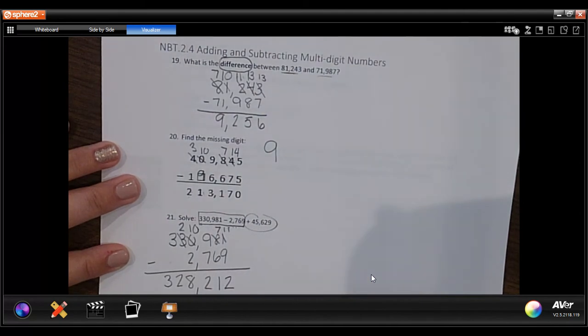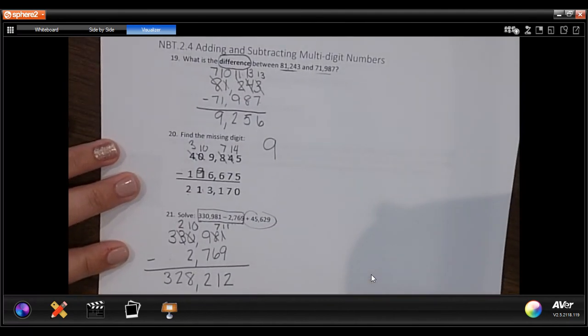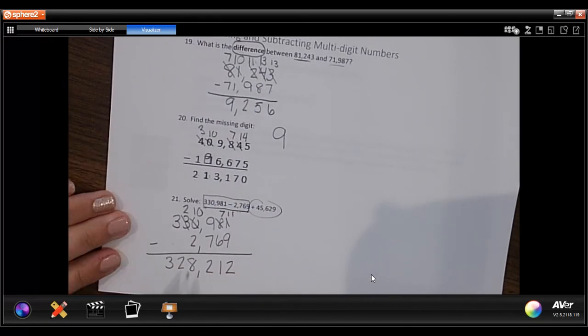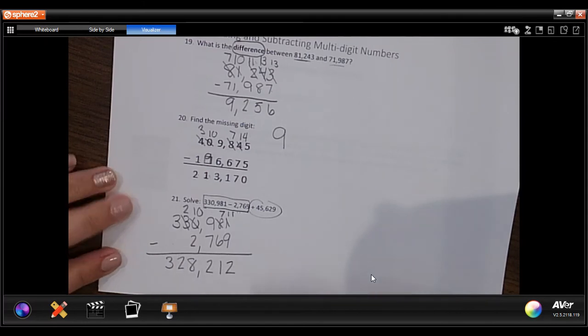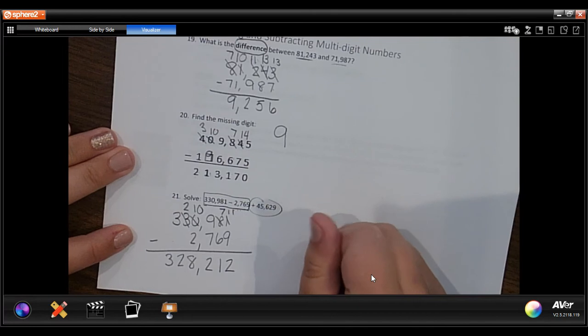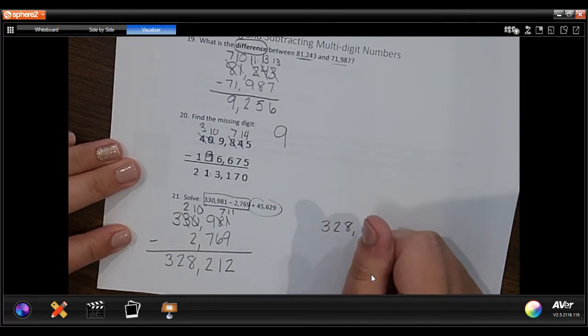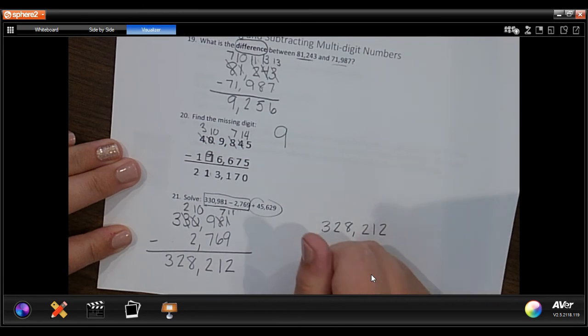I'm not going to put this number right below it. First of all, because my paper is running out. And second of all, even if you did have more room down there, you would not be able to put up your regrouping. You won't have enough room and you would likely make a mistake. So I'm going to write this number over here again, 28,212 plus 45,629.